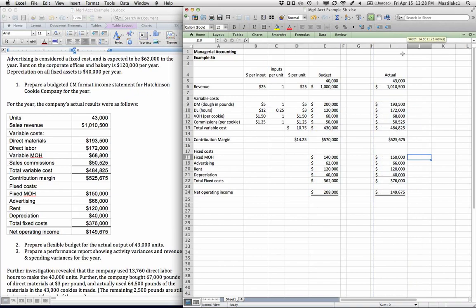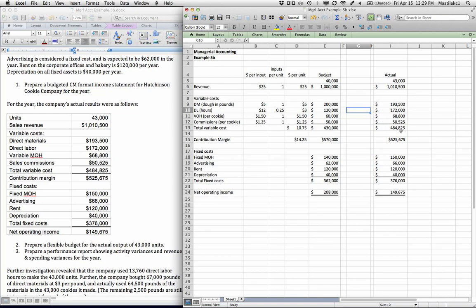is that the company has sold 43,000 units when they only expected to sell 40,000. They've got additional revenue as a result of selling those extra units. The variable costs, some have gone down from what we expected, and some have gone up. So we expected to use $200,000 of direct material cost. We only used $193, so we spent less on materials than we expected. If we look at direct labor, we expected to spend $120, we've spent $172. Our variable overhead has gone up from 60 to 68. Our sales commissions have gone up from 50,000 to 50,525.